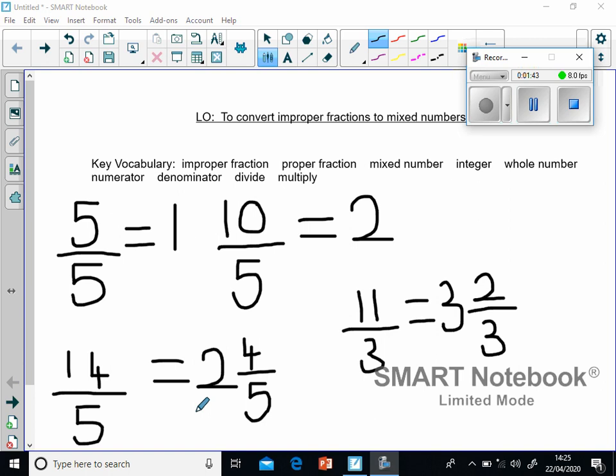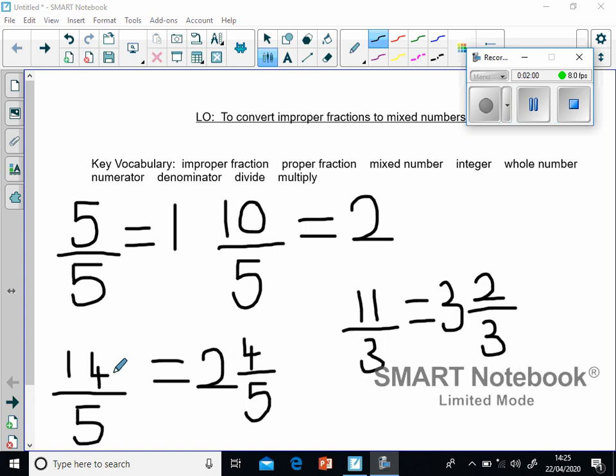Think about our work we've covered with short division and our bus stop method. There are 4 left over. There are remainders here and here that go on the top. They are numerators, and I'll talk about this a bit more. I'll go over it again.